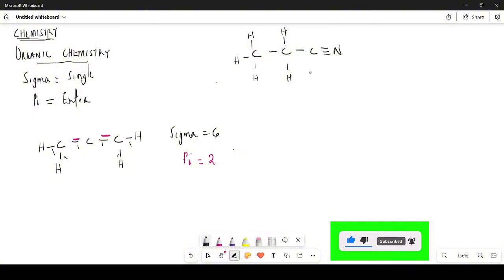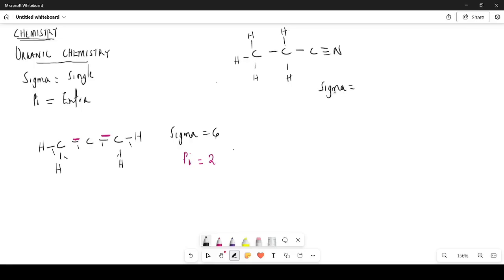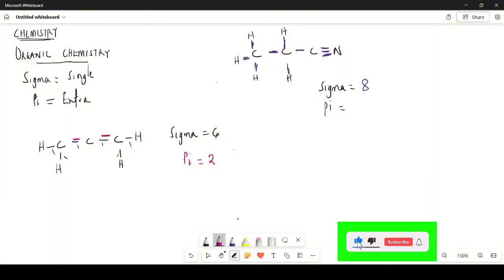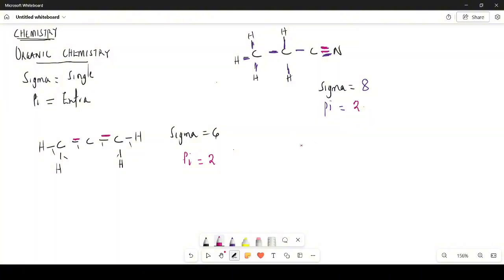Perfect. Now here, if they ask you what is the number of sigma bonds in this compound, what would you say? Sigma bonds are just the single bonds. So count the number of single bonds. 1, 2, 3, 4, 5, 6, 7, 8. So we have 8 sigma bonds here. Then how many pi bonds do we have here? The pi bond is just the extra bond. This is an extra, this is an extra. Do you see it? Making 2 extra bonds. Interesting.